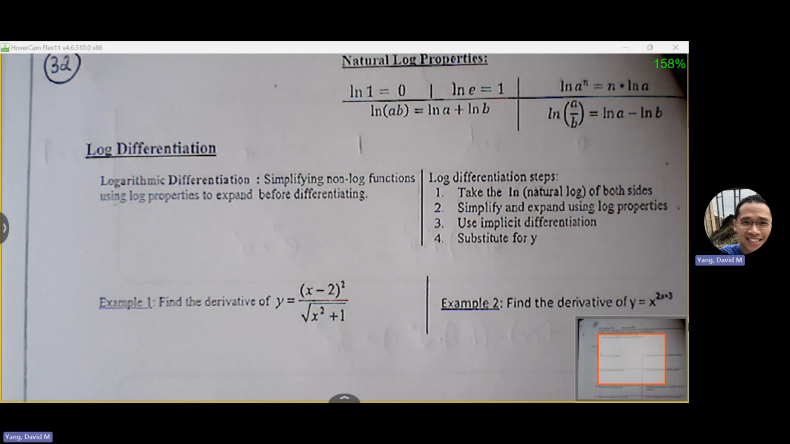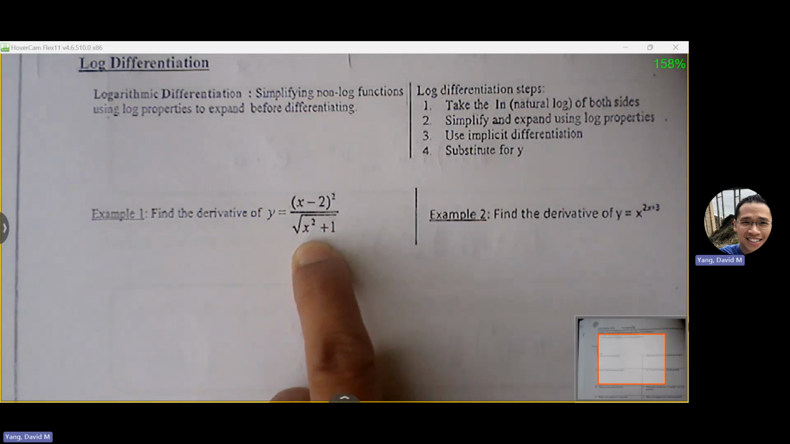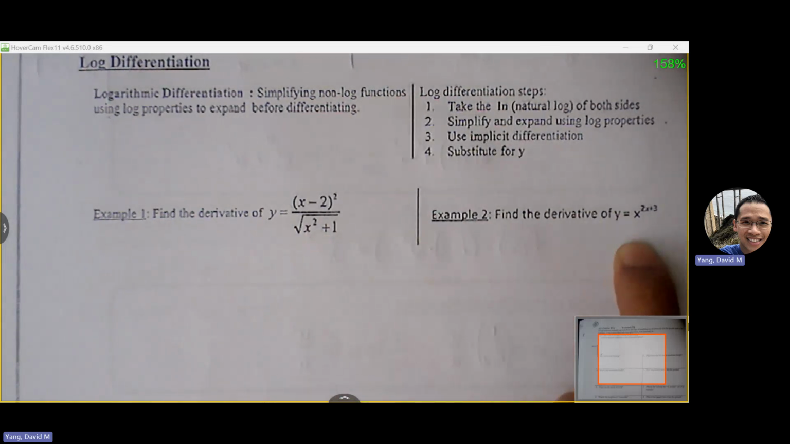Okay, one last topic to go over, that is log differentiation. Sorry, I forgot, there's one last thing here we need to do. Log differentiation is basically taking a non-log function, so that's important, there can't be any logs in it if we want to do log differentiation, and simplifying it using log properties to expand before differentiating. So there are two uses for log differentiation. One is a convenience thing. And the second is where we have a workaround for a problem where the rule doesn't exist.